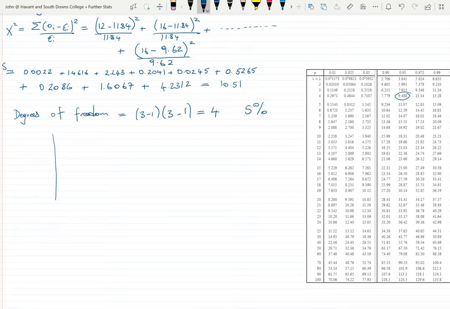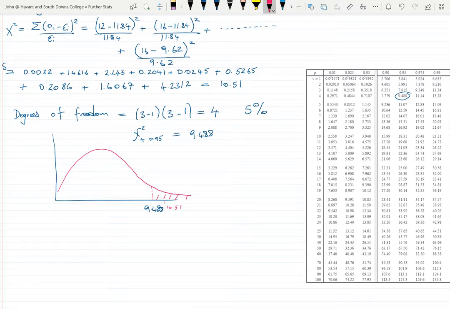I always like to draw my chi-squared distribution. And we've got the value here, which is our critical value, which is 9.488. The right-hand tail of our chi-squared distribution with 4 degrees of freedom at 0.95 is equal to 9.488. Again, this is our critical region. We're in our critical region because our value is 10.51. Let's write that in as an inequality: 10.51 is greater than 9.488.